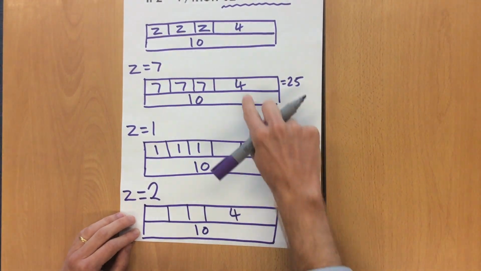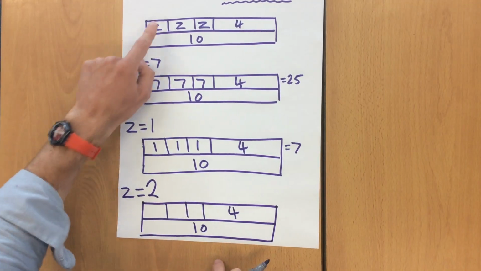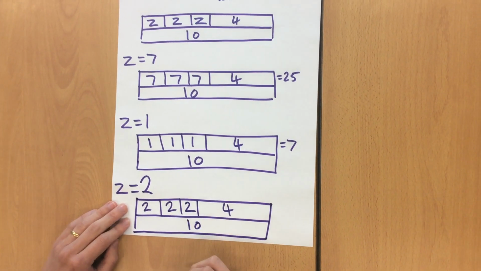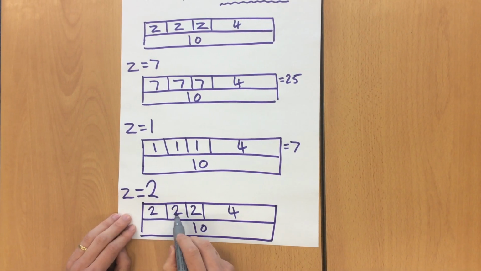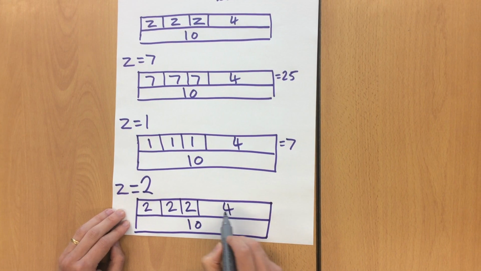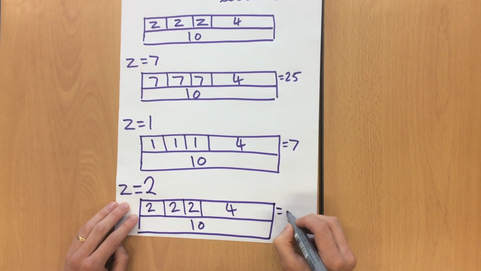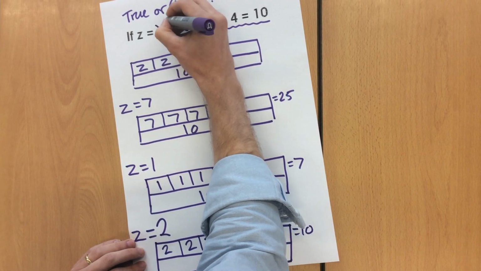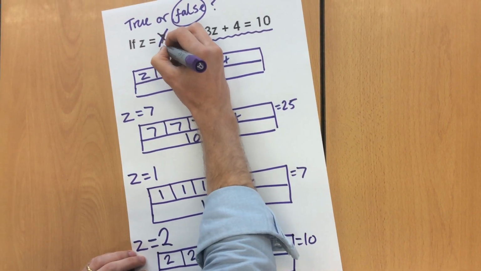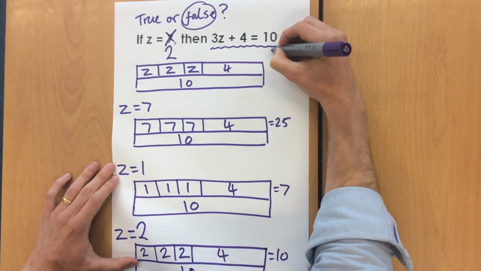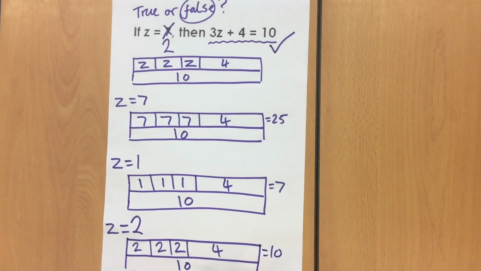Remember, 4 has always stayed the same, and instead of Z, I'm going to put the number 2. 2, 2, 2. So 2 plus 2 plus 2 plus 4: 2, 4, 6, plus 4 equals 10. So in fact, if Z equals the number 2, then 3Z plus 4 equals 10 is correct.